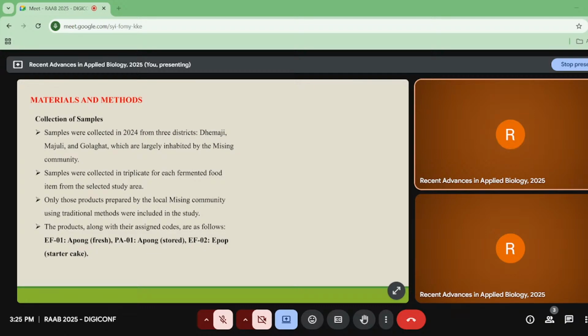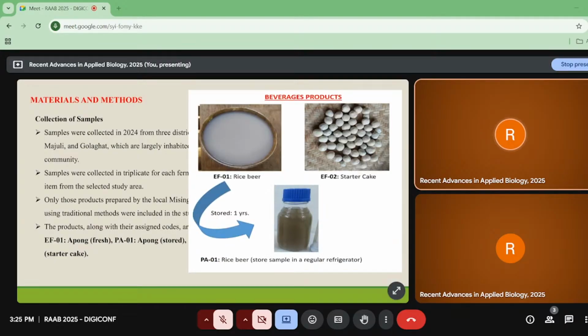And EF2 will be the starter cake, that is the epop, from where it is believed the microbes came to the final fermented product. Just remember the codes EF1, PA1 and EF2 as a starter cake. So this is the picture. You can see EF1 is the rice beer, EF2 is the starter cake, and PA1 is the 1 year old one stored in a regular refrigerator. It's a stored one, freezing.